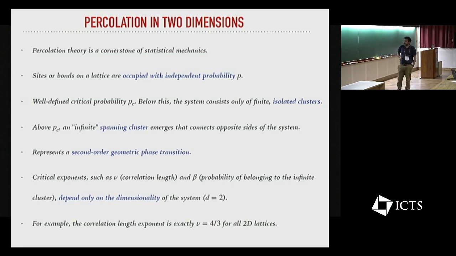Critical exponents such as the correlation length exponent or beta, which is related to the probability of being in an infinite cluster, depend only on the dimensionality of the system, not on the underlying lattice. So d equal to 2, which is what I will discuss today. For example, the correlation length exponent is known to be exactly 4/3 for all 2D lattices. And so the question we are asking today is, can we come up with some percolation models where this number can be changed and we can create different structures using very similar definitions as what is done in classical percolation?